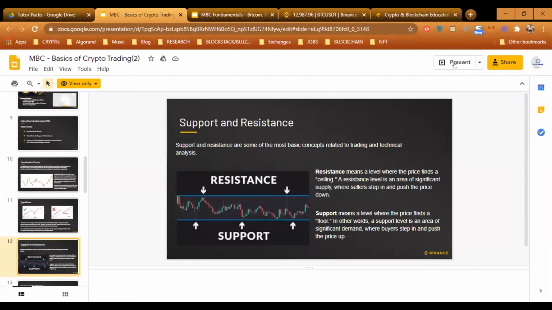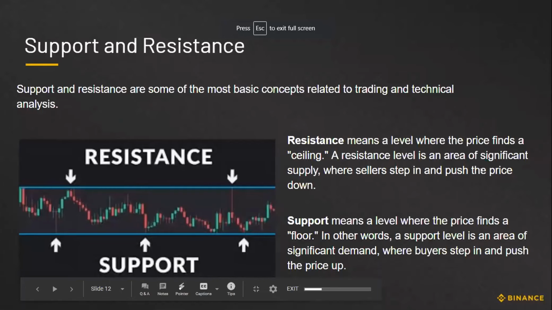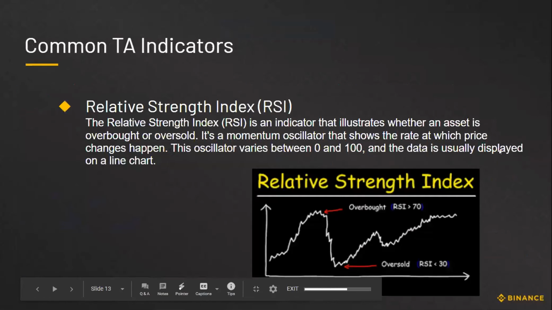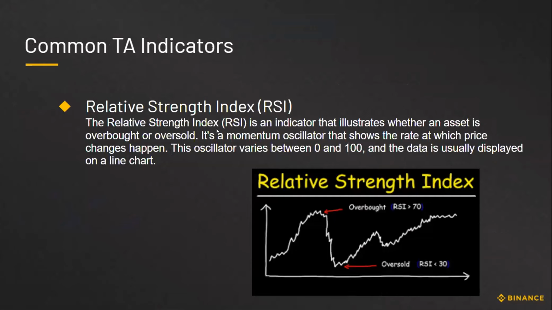So we're done with support and resistance, price floor and price ceiling. Next. Okay, now relative strength index. Relative strength index is an indicator that illustrates whether an asset is overbought or oversold. Let me take you there.